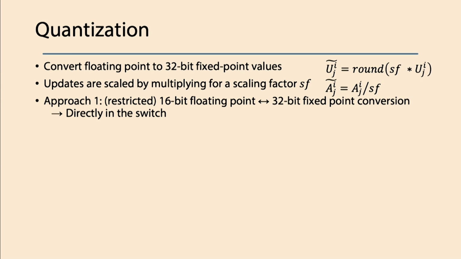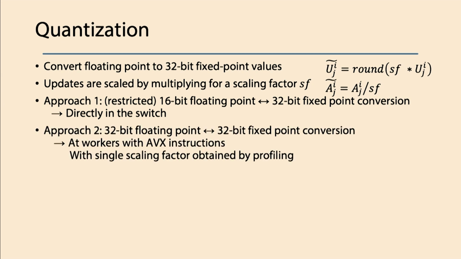The first approach we tried endeavored to minimize the change in interface seen on the workers. So we actually implemented 16-bit floating point, a restricted variant of 16-bit floating point on the switch using lookup tables and ALUs. The second approach that we looked at did the quantization on the workers and then sent integers to the switch. And we did this using vector instructions on the workers. And in the version that we've implemented so far, we choose a single scaling factor for the entire network by profiling the maximum values of the gradients in a few iterations of training.